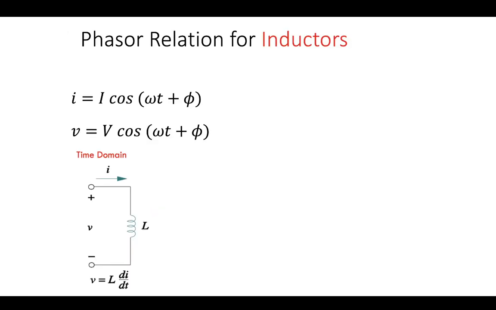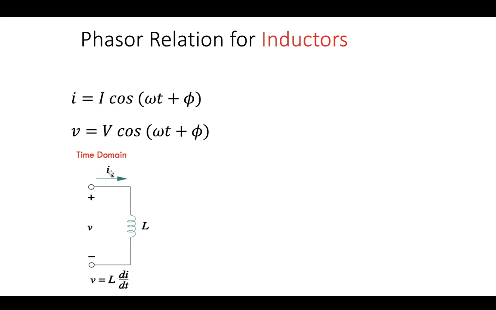However, we're going to start in the time domain. In the time domain, we could have a simple circuit with a voltage and an inductor. And the voltage source could be a time-varying source. So we have this V cosine omega t plus phi V, and that would create a current I that is also time varying with this cosine relationship.